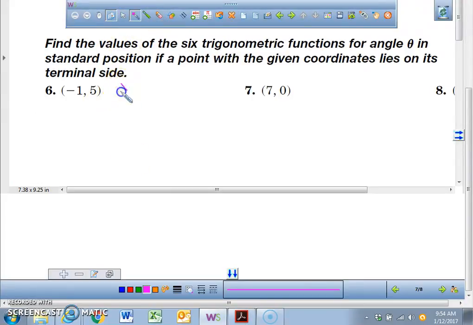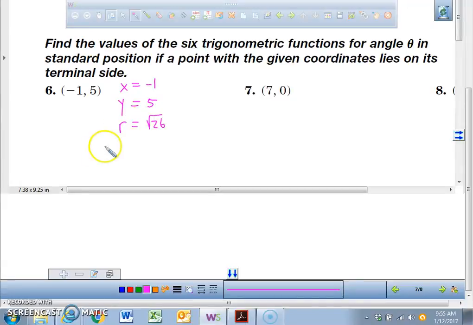Okay? I'm going to relabel x equals what? -1. Y is 5. R is radical 26. By the way, the radius will always be positive. You'll never have a negative radius. Okay? So if you see a negative sign, that never applies to the radius. It either applies to the x coordinate or the y coordinate.